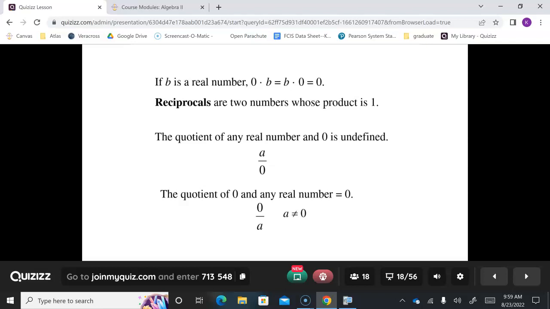So if we divide by 0, it's always undefined. But if we divide 0 by something, it always equals 0. That's the difference between those two.